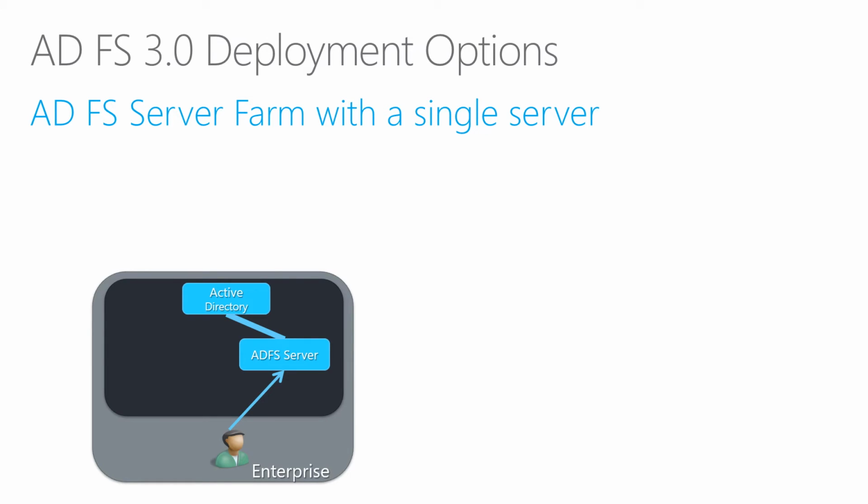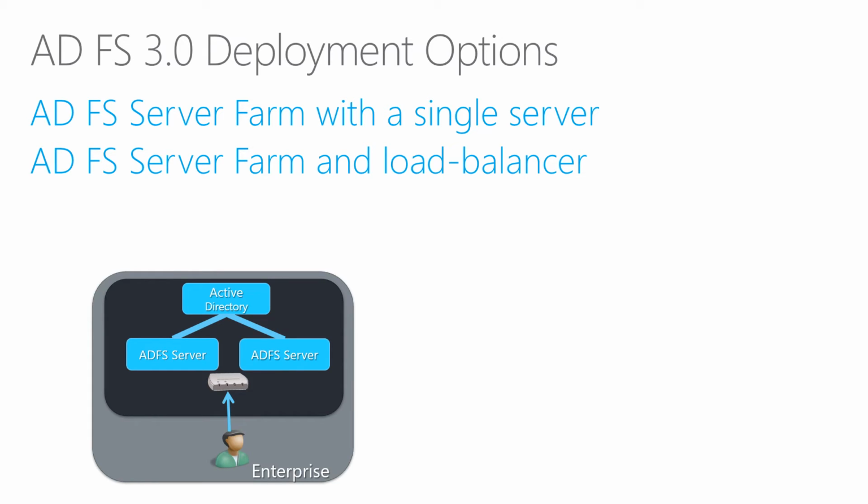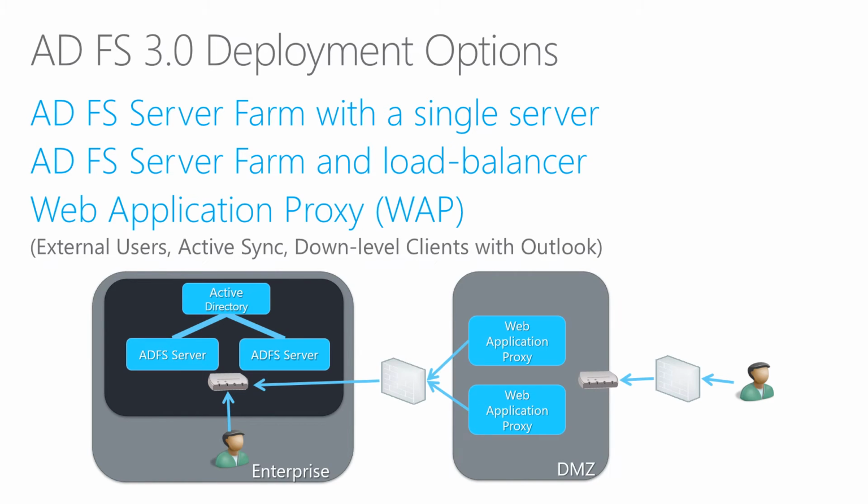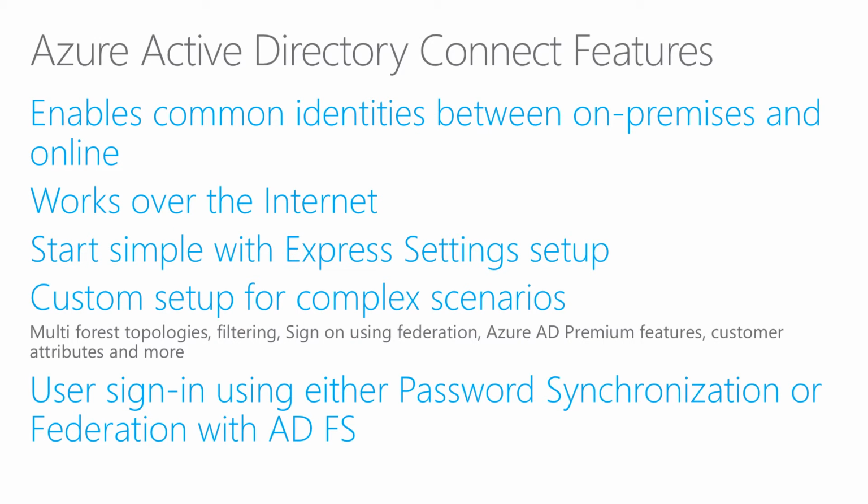So when looking at the ADFS 3.0 deployment options, you can do that with an ADFS farm with a single server if you are only on premise, but we strongly do not recommend that because you're creating a single point of failure here. So we do recommend an Active Directory Federation Services server farm, which is load balanced, if you only need access from the internal network. And if you need access from the external network, then you also need to deploy a web application proxy farm, also load balanced, and that will provide access to external users, ActiveSync or other down-level clients.